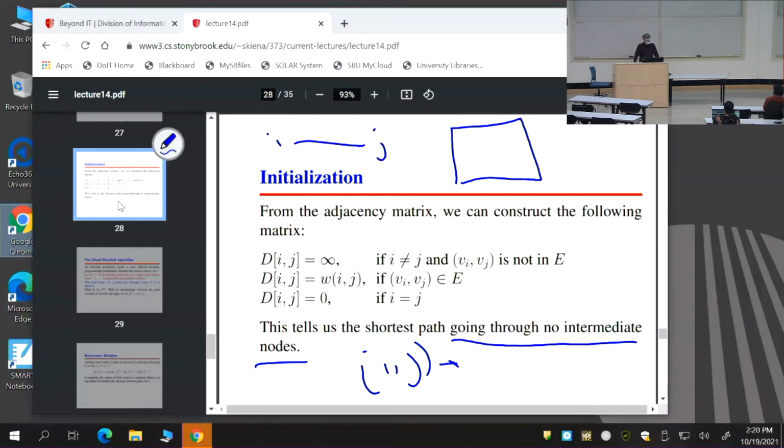Okay, if I give you a weighted graph, what would that be? This is not hard. What is it? The edge, okay? If I'm not allowed to take a detour, what's the shortest way from me to you? Well, it's got to be a direct thing. If there is an edge from I to J, then the shortest path from I to J using no intermediates is the weight of it.